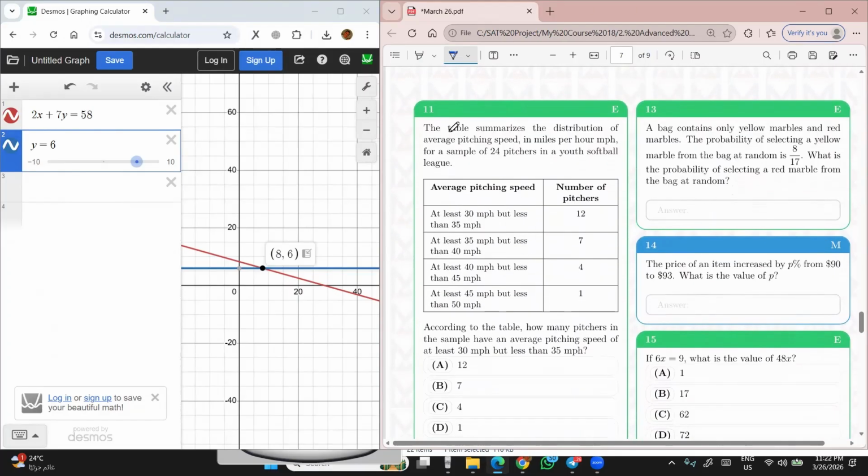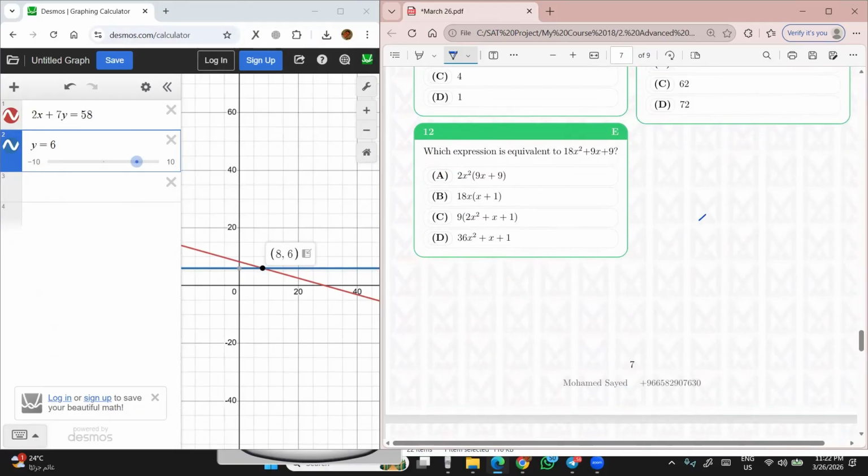Number 11, we have a table. The table summarizes the distribution of average pitching speed in miles per hour. MPH means miles per hour, for a sample of 24 pitches in a youth softball league. And as you can see, this is a very easy question because according to the table, how many pitches in the sample have an average pitching speed of at least 30, but less than 35. It's given in the question the same, at least 30 MPH, but less than 35. It's exactly as the first line here. So the answer is equal to 12, which is letter A.